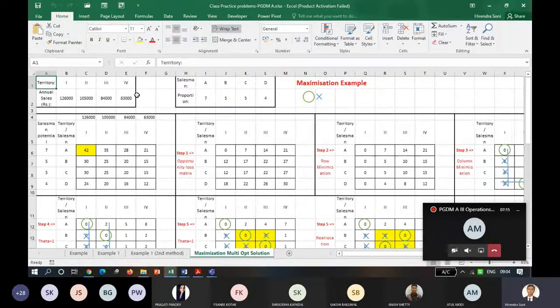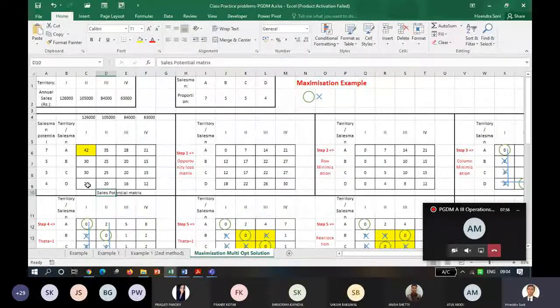What we did was we first worked out the sales potential matrix, correct? So it gave us how much sales is possible in different areas depending upon if I allocate salesman A to territory 1, 42,000. If I allocate salesman B to territory 1, 30,000, salesman C 30,000 and salesman D 24,000.